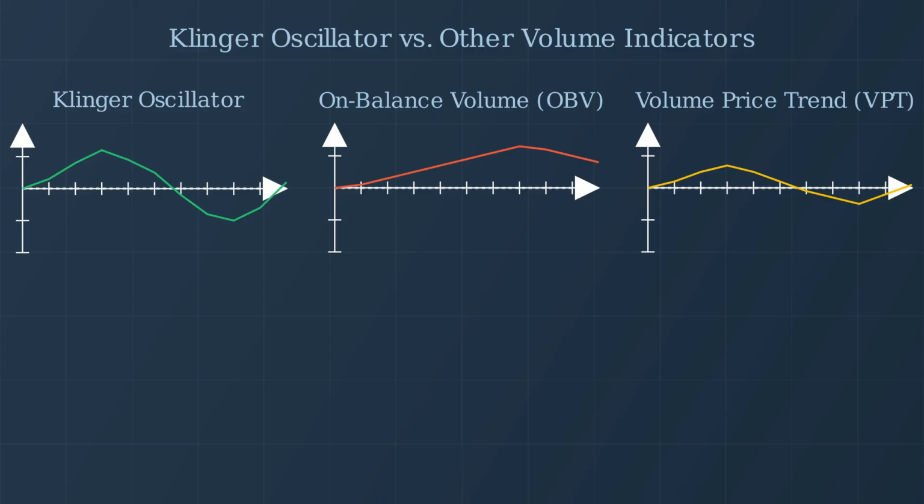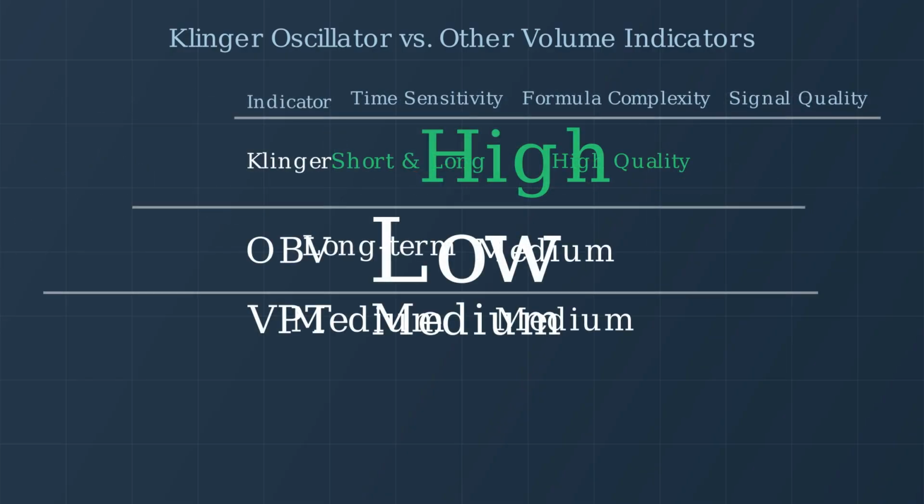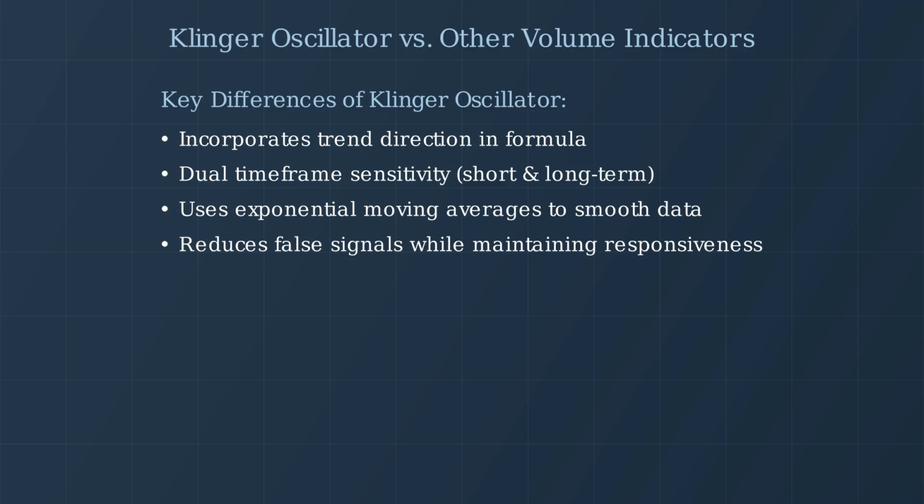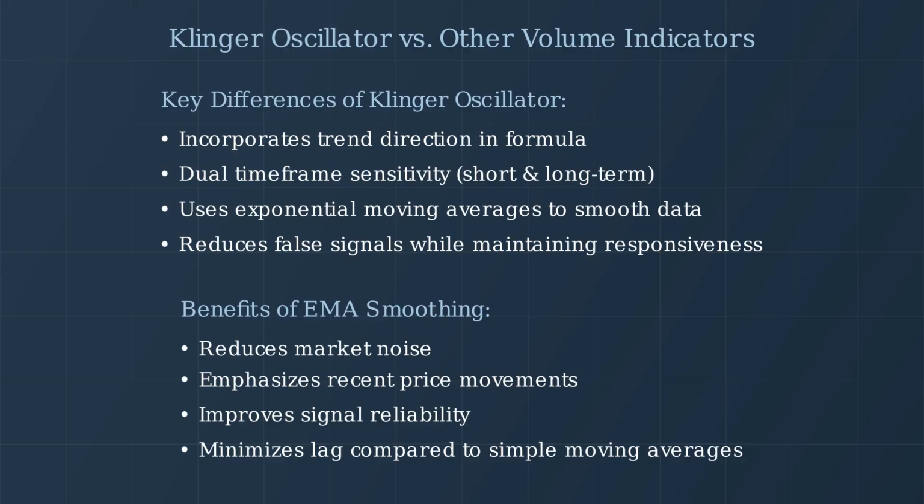Let's examine how these three volume indicators differ in their visual representation and capabilities. Let's compare these indicators across several important dimensions, including time sensitivity, formula complexity, and signal quality. The Klinger oscillator stands out for several key reasons. It incorporates trend direction directly in its formula, making it more responsive to changes in market sentiment. Unlike simpler volume indicators, the Klinger oscillator uses exponential moving averages to smooth the data. This approach offers several significant benefits.